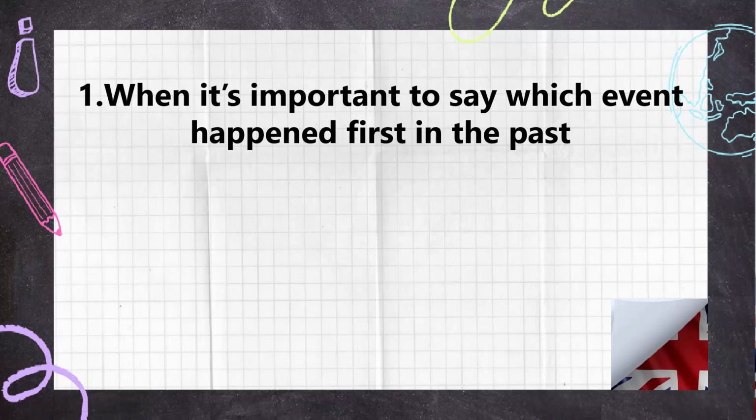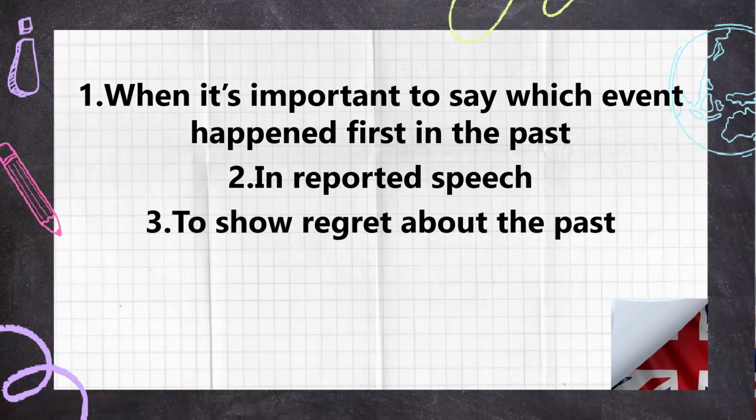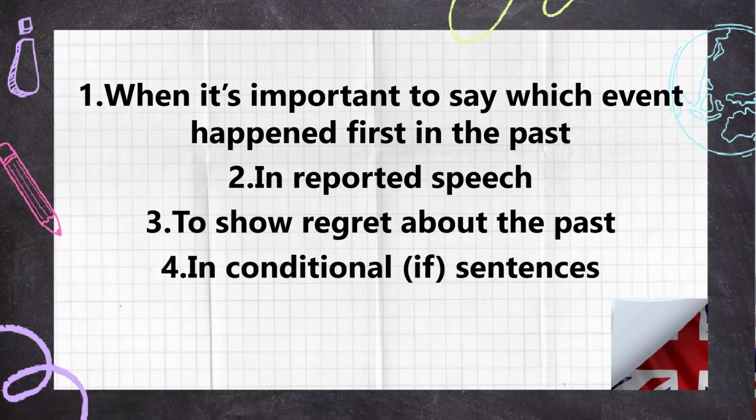The first one, when it's important to say which event happened first in the past. When we say something and we have multiple events happening in the past, and we want to emphasize which event happened first. Second, in reported speech. Third, to show regret about the past. And the fourth one is in conditional if sentences.